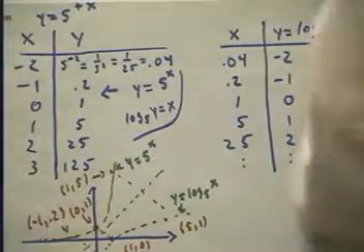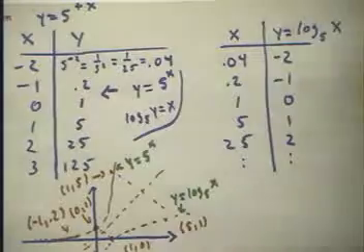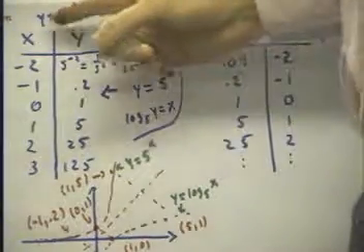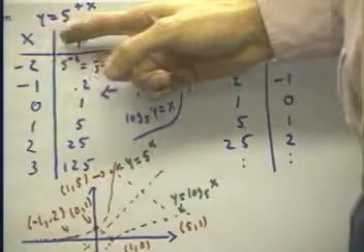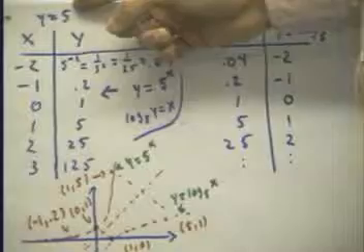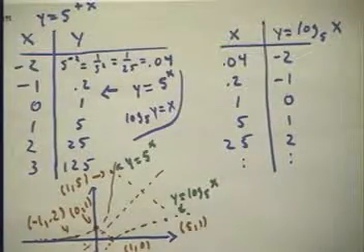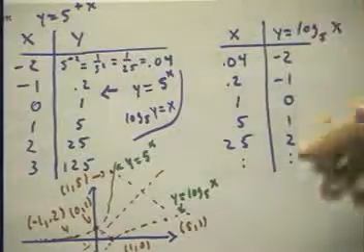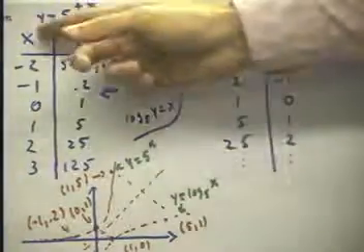On today's quiz, you were to sketch or write a table for y equals 5 to the x. That's 5 to the plus x, because in my distraction I wrote 5 to the negative x for some reason and changed that to a plus. But it's 5 to the x.